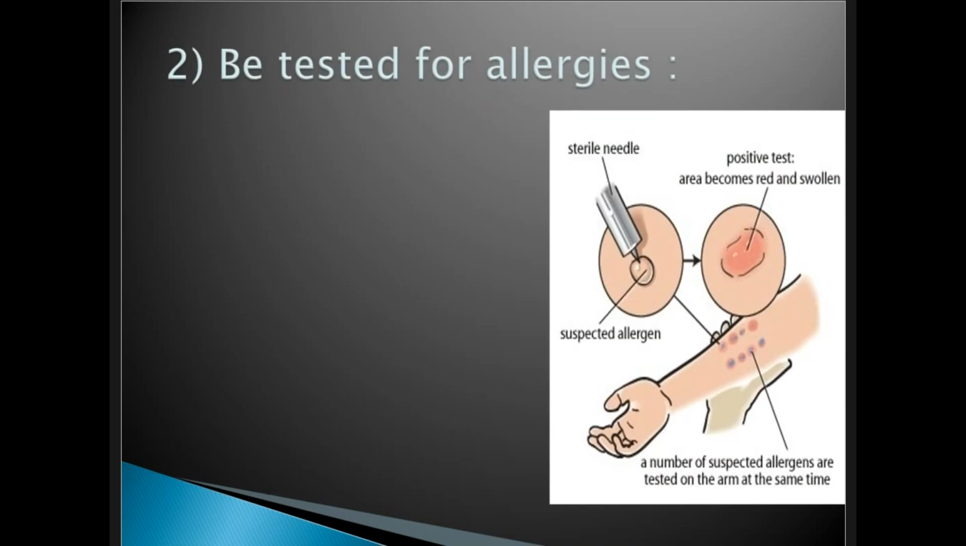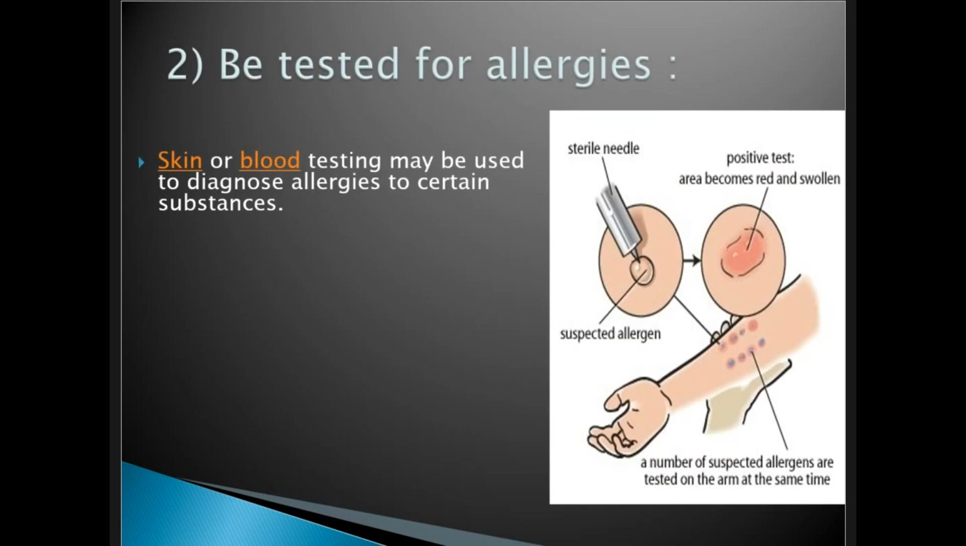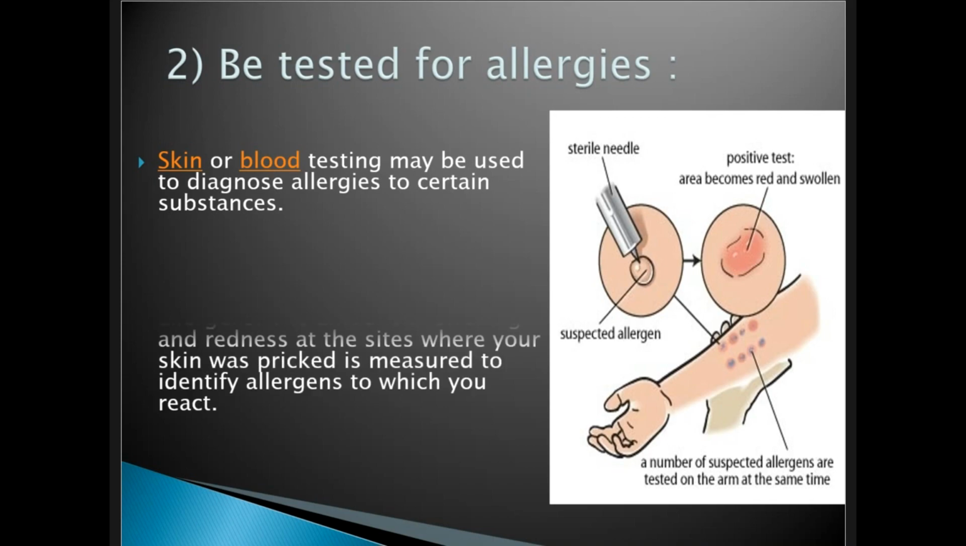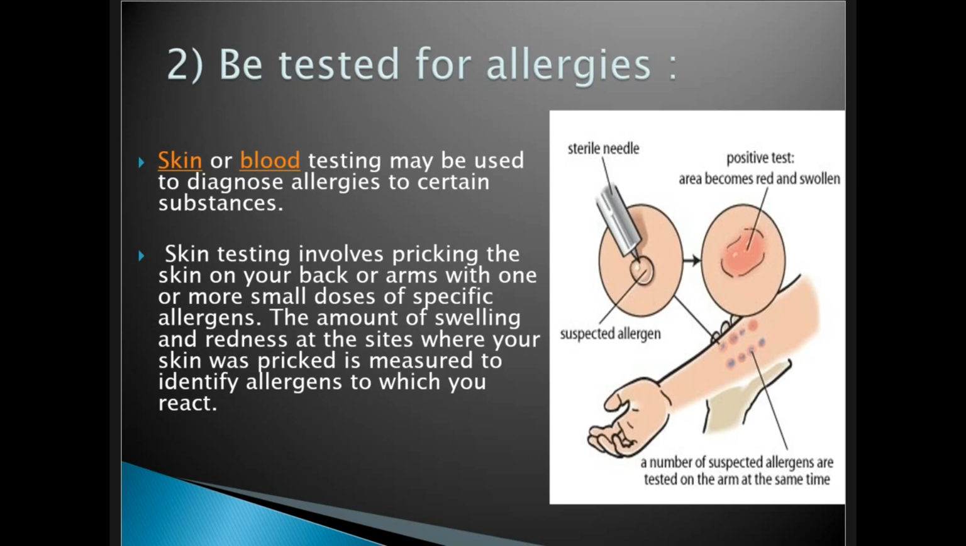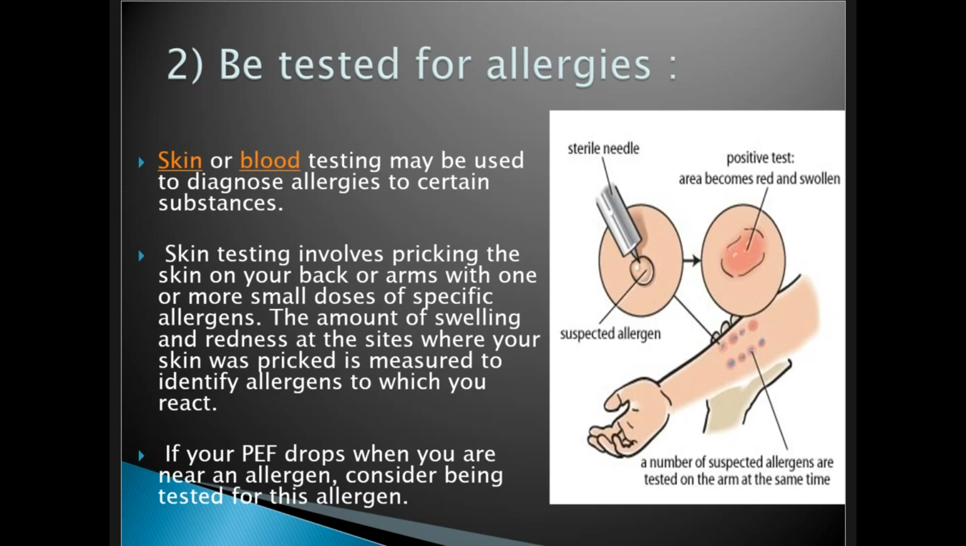2. Be tested for allergies. Skin or blood testing may be used to diagnose allergies to certain substances. Skin testing involves pricking the skin on your back or arms with one or more small doses of specific allergens. The amount of swelling and redness at the sites where your skin was pricked is measured to identify allergens to which you react. If your PEF drops when you are near an allergen, consider being tested for this allergen.